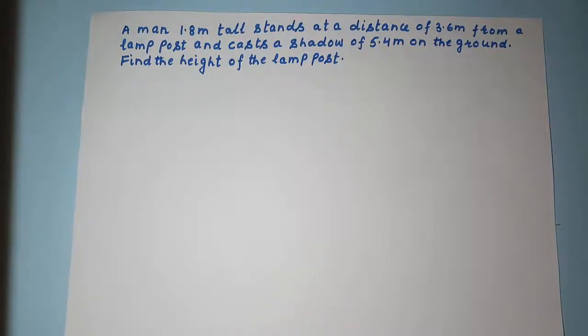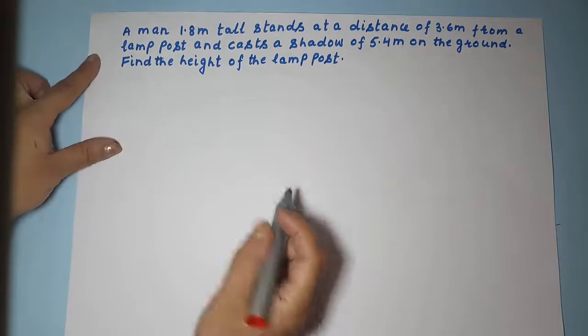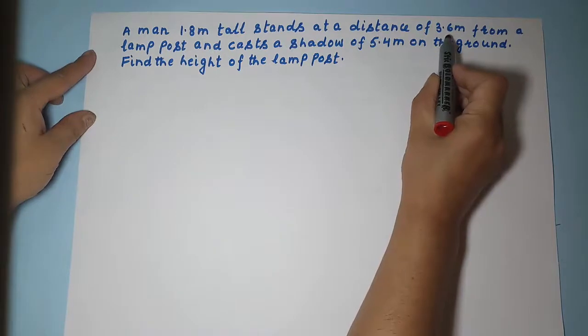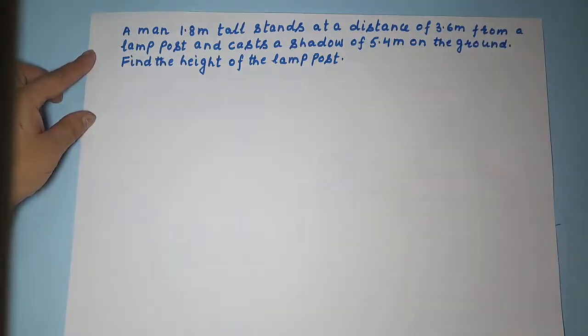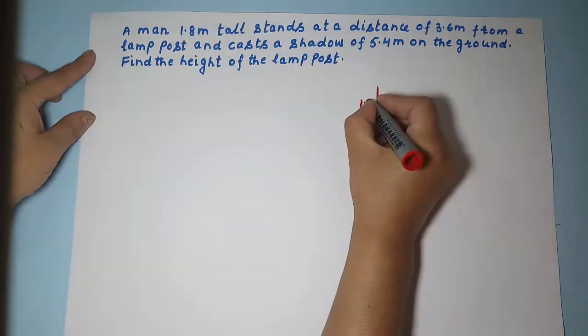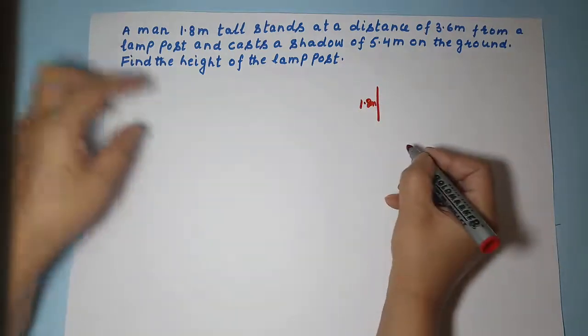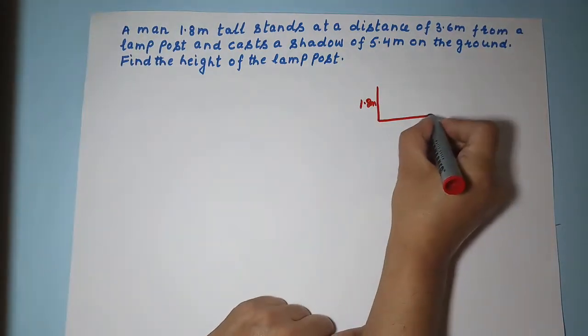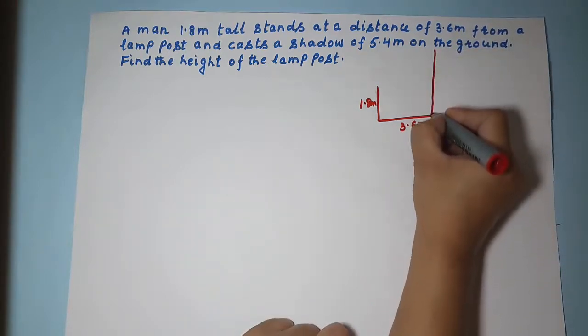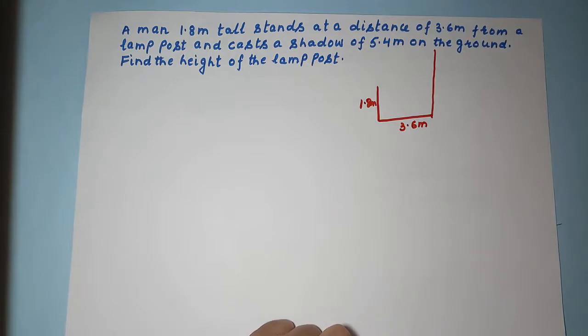We are continuing solving the sums based on heights and distances. Now, here it is given that a man 1.8 meter tall stands at a distance of 3.6 meters from a lamp post, and casts a shadow of 5.4 meter on the ground.